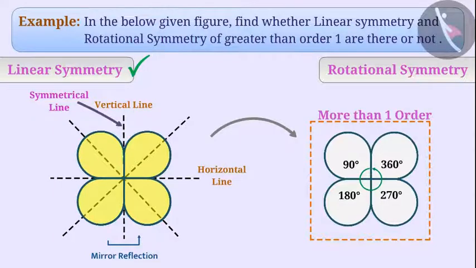So we can say that the shape has a rotational symmetry of order 4. Thus, the given figure has both linear symmetry and rotational symmetry of more than one order.